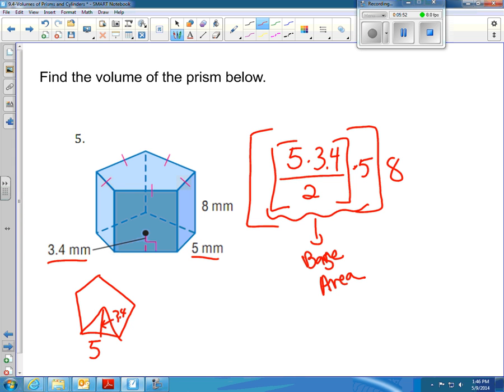All right, so go ahead and calculate that. And again, I'm going to have you guys put that answer into the Schoology quiz.